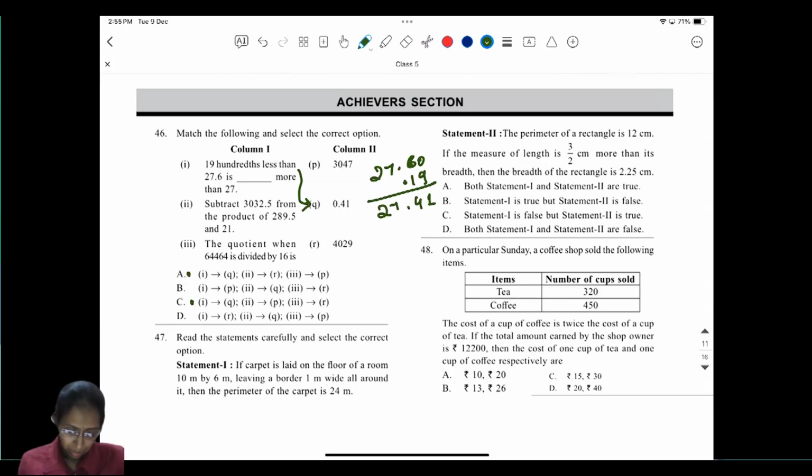Now, checking for the second part, subtract 3032.5 from the product of this and this. 3032.5 will be subtracted from 289.5 into 21, which is, okay, this is a bit lengthy question. I can do it for the third part.